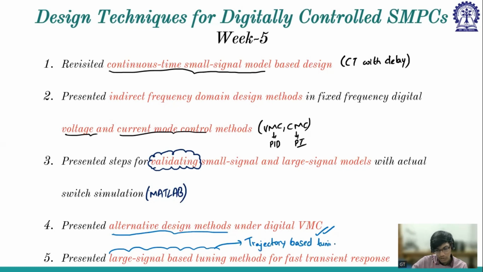For fast transient response, we have seen that it is much superior compared to the small signal model because it has load feed forward, and we are considering the large signal model or large signal tuning, pushing the bandwidth. Whereas in the case of small signal, the bandwidth is limited to FSW by 10, which can be improved in the case of large signal tuning.